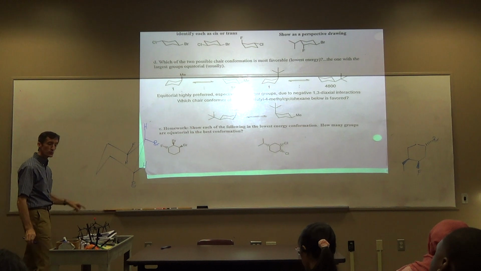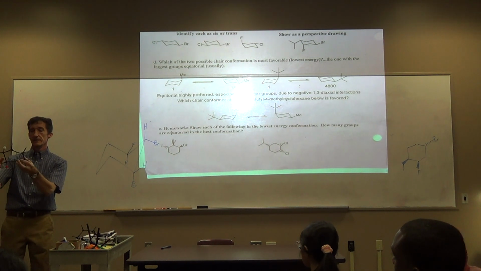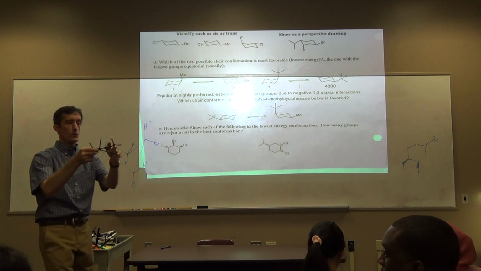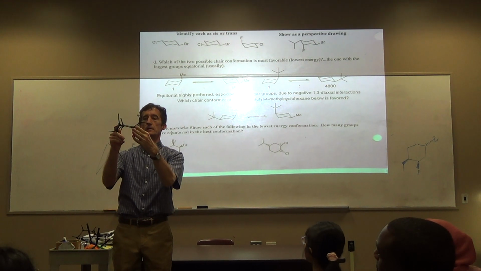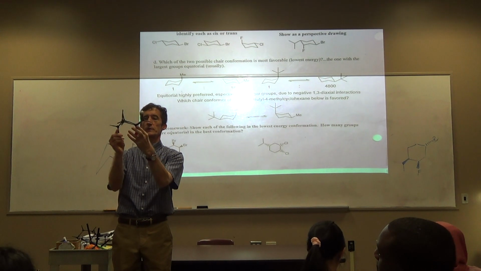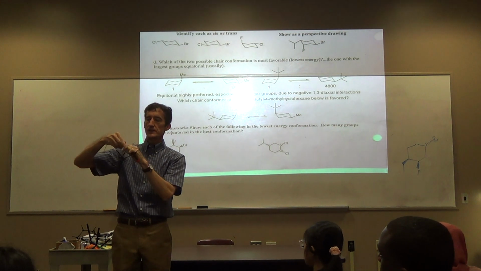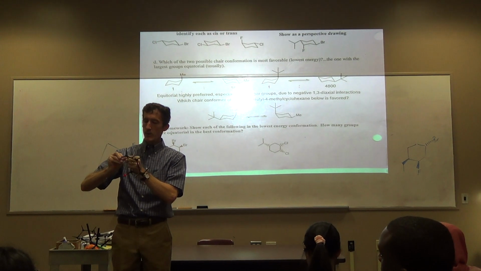Let's do a so-called ring flip, because these guys can, and here we go. We got a chair conformation. Three straight down. Here, I'm going to change this white to here. We got a white and a red.